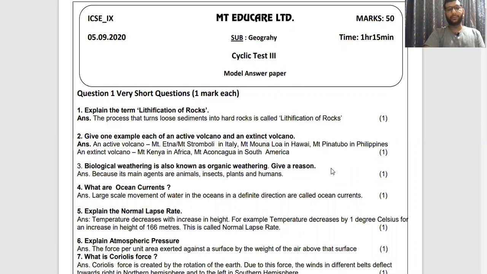So the first question is explain the term lithification of rocks. The answer expected from you is: the process that turns the loose sediments into hard rocks is called lithification of rocks, right? So that will help you to score 1 mark. That is the process that turns the loose sediments into hard rock. That is a very important term and a very important line which is to be written in the exam.